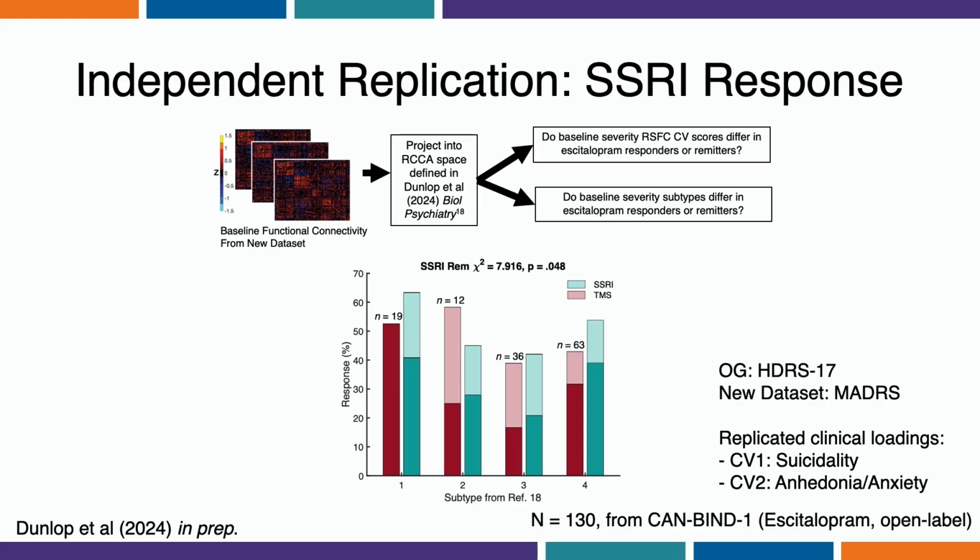So what we did was we took this sample of about 130 individuals. We standardized the data with the means and standard deviations obtained using the training data set of 328 individuals, and we projected the data into the CCA space that we had previously published.